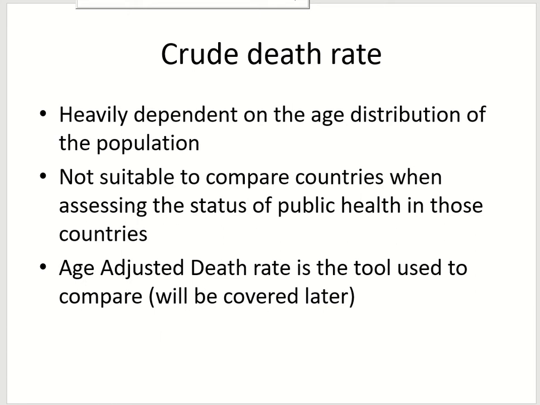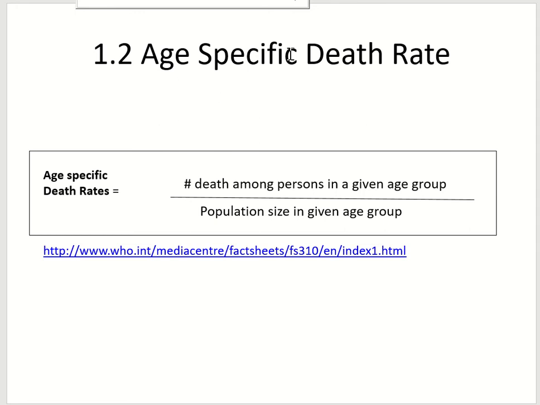So naturally, what comes second is the age-specific death rate. This is not the age-adjusted. This is just the same idea as crude death rate, however you're zooming into a specific age group. So it's the number of deaths among people in a given age group divided by the population size in that given age group. Again, here you have a link to WHO that you can click on and see.